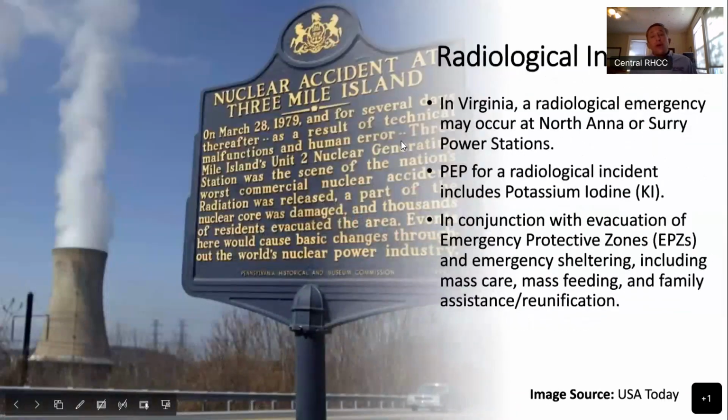So also for radiological incidents, and since we have the North Anna power plant and the Surry power plant in Virginia, this is something that we do need to prepare for. Post-exposure prophylaxis for a radiological incident includes potassium iodide. If there were a radiological release of some kind and we needed to dispense KI, we would do so using the pod modality.